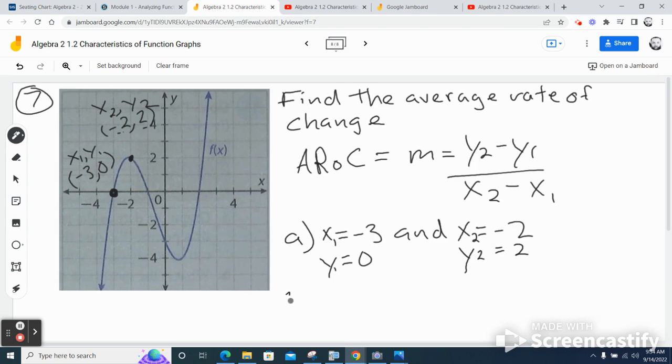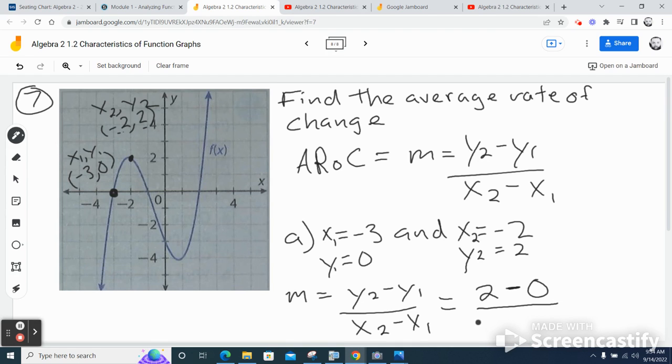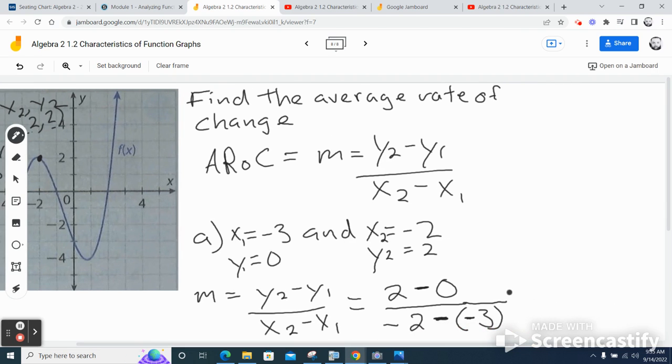So then if I want to find the slope for this one, I'm going to say y sub 2 minus y sub 1 all over x sub 2 minus x sub 1. So y sub 2 is 2, I have a minus symbol, y sub 1 is 0. That's the formula. X sub 2 is -2, I have a minus symbol, and then x sub 1 is actually -3. Don't forget, you got that double negative, double minus, however you want to call it, but that's what it is.